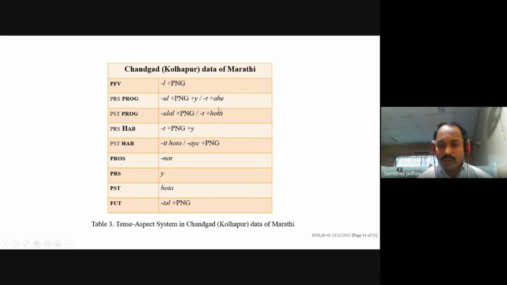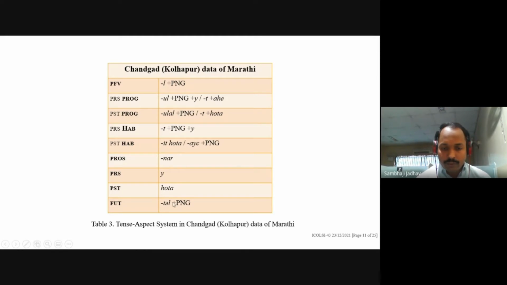And you have another system, which is standard Marathi as well, which we find in variation as well. Here, if you look for present habitual, you get the PNG ya versus past habitual it hota. This hota is a past auxiliary there, but a differentiation is created within the habitual marking, and this completely gives you a sense of present habitual versus past habitual here.